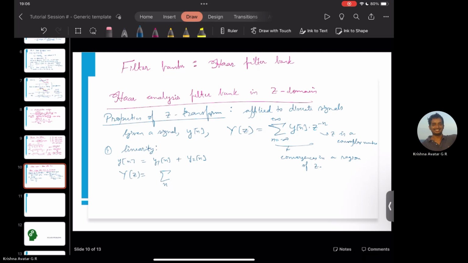So we have the summation over n. Essentially, you could split it into two summations, and then all that we have is the Z transform of signal y1 and this is Y2 of z. So this implies that it's linear in that sense, right?